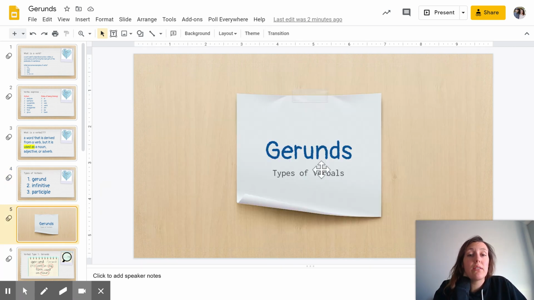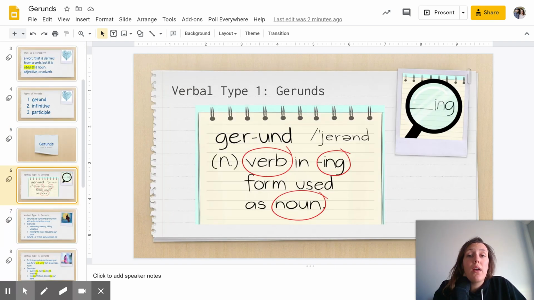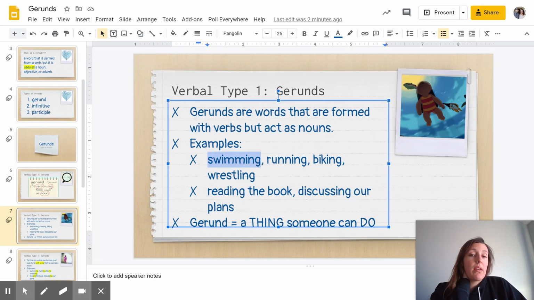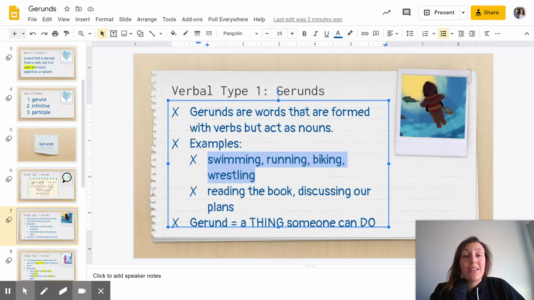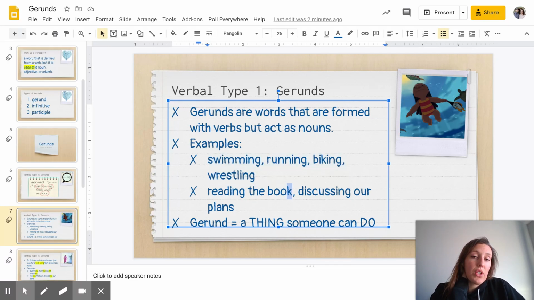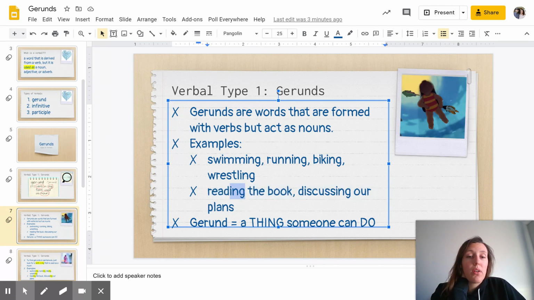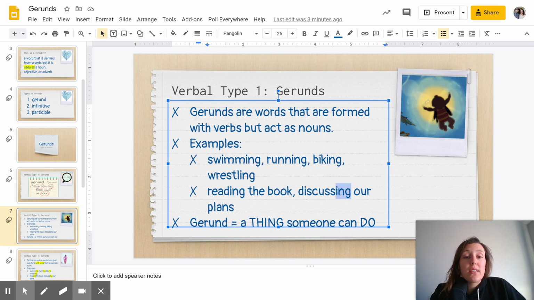So talking about gerunds, that's just a type of verbal. Gerunds are verbs ending in ing used as a noun. So remember, nouns are subjects of sentences. So we're looking for a word that ends in ing that's a subject of a sentence. So gerunds are words that are formed with verbs but act as nouns. So examples: swimming, running, biking, wrestling. All of these are things that you do and they end in ing. And these are gerund phrases. So reading the book, discussing our plans. Again, we're always looking for that word that ends in ing. A gerund is a thing that someone can do.